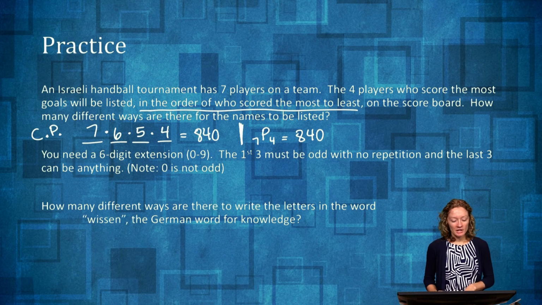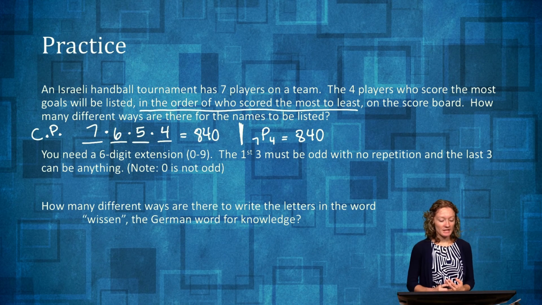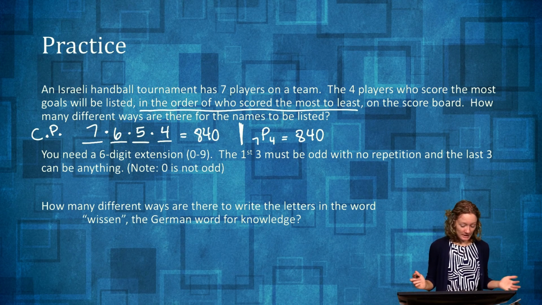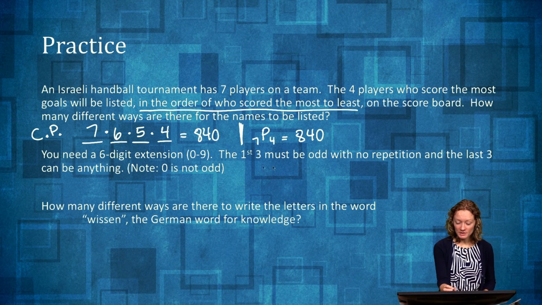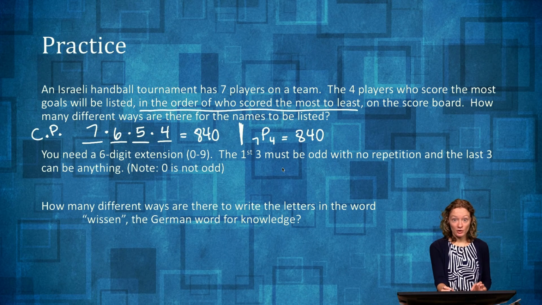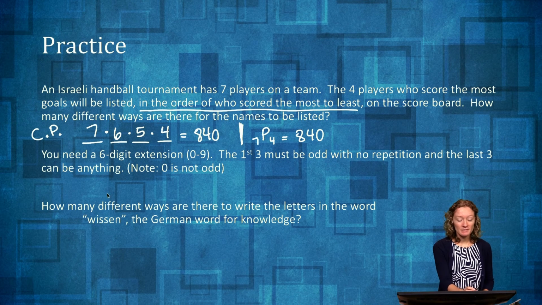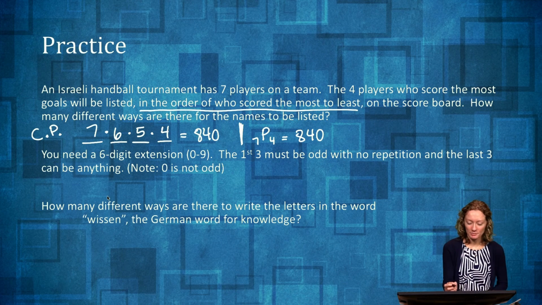All right, the second one: you need a 6-digit extension, your options 0 through 9. The first 3 must be odd with no repetition, and the last 3 can be anything. And a special note, 0 is not odd. So for this one, because the first part has no repetition, you could use permutation there, but the last 3 can be anything, so you're kind of stuck with the counting principle.